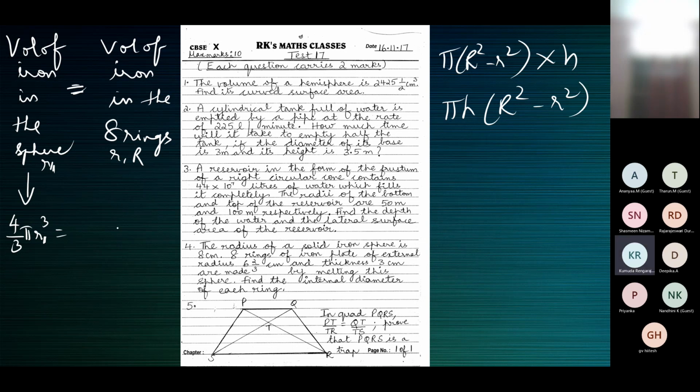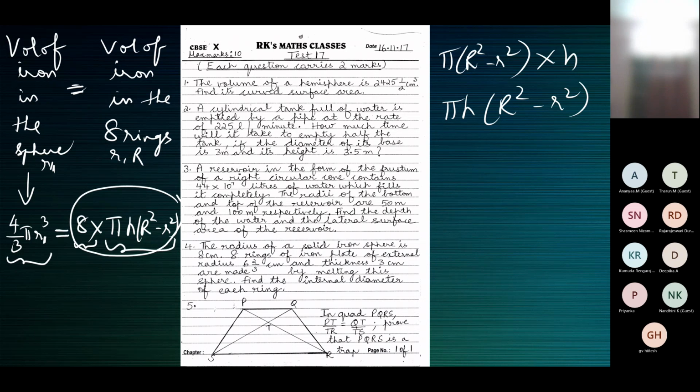So volume of one hollow cylinder is pi h into capital R square minus small r square. Like this 8. So 8 into this is the volume of one hollow cylinder, which will give you the volume of 8 hollow cylinders or 8 plates. This volume is equal to the volume of the sphere. Is this correct? Yes, ma'am. That's all it is. Now what will get cancelled on both the sides? Pi gets cancelled on both the sides, correct? Yes, ma'am.